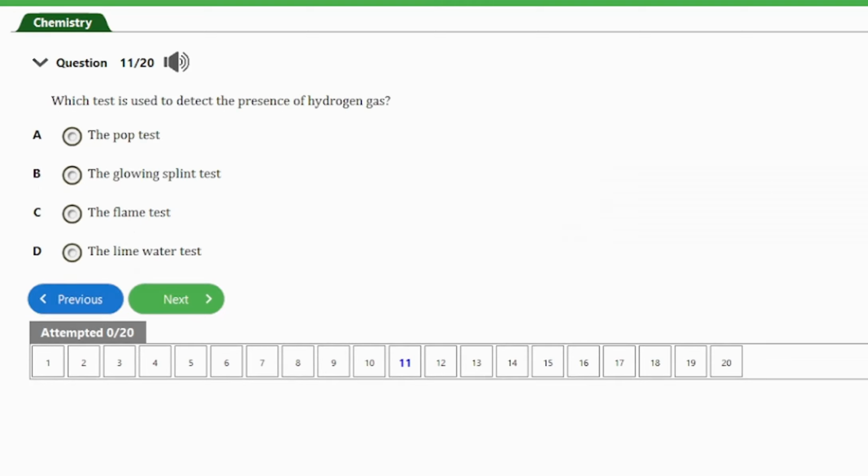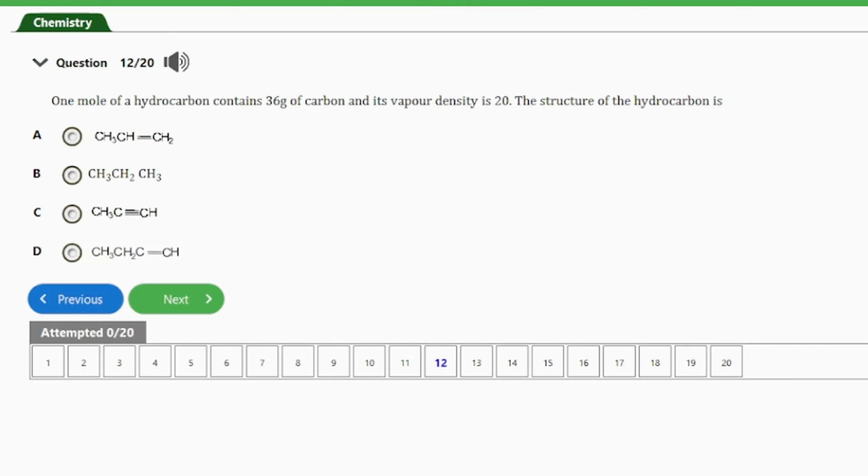That's question number 11. The question here says, which test is used to detect the presence of hydrogen gas? A, the pop test. B, the glowing splint test. C, the flame test. D, the lime water test. So guys, the answer to this question is option A, and that's the pop test. So we are simply going to check out the next question.